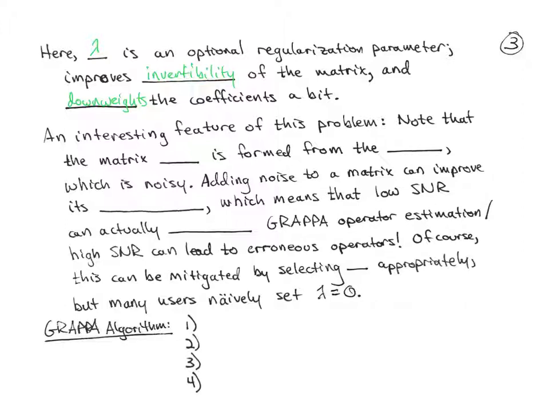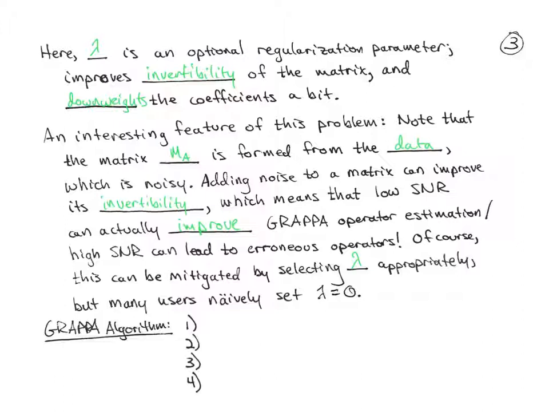An interesting feature of this problem: you note that the data matrix M sub A is formed from the data itself, which is noisy. Adding noise to a matrix can improve its invertibility, which means that low SNR data can actually, in some cases, improve GRAPPA operator estimation and consequently GRAPPA reconstruction. Or conversely, too high of SNR can lead to erroneous operators. Of course, this can be mitigated by selecting lambda appropriately, but many users naively set lambda equal to 0.